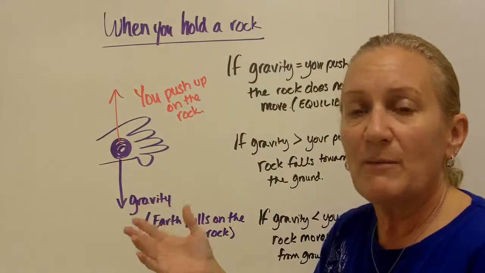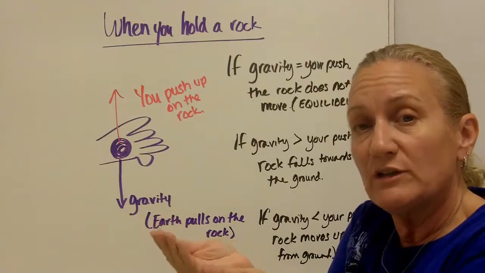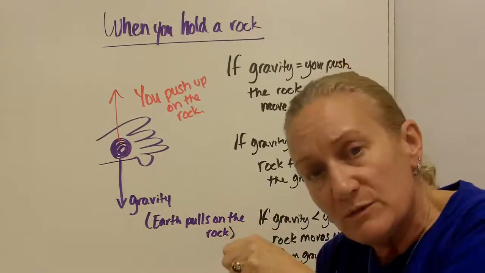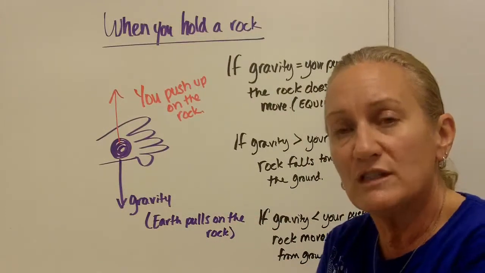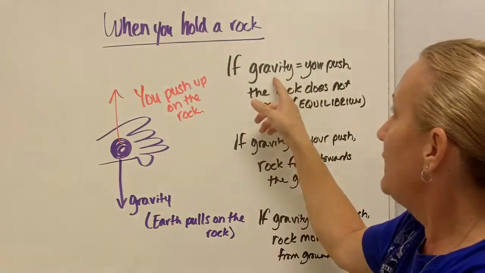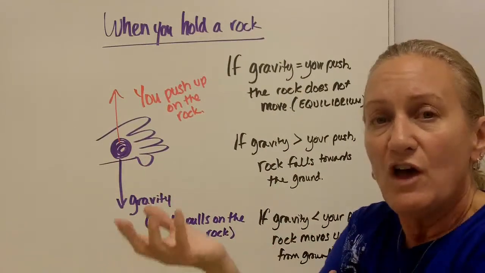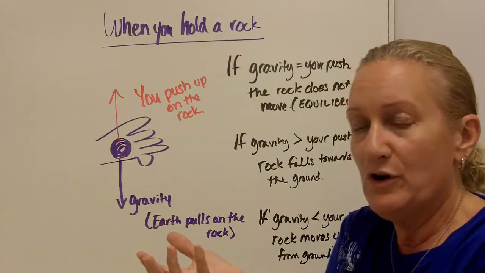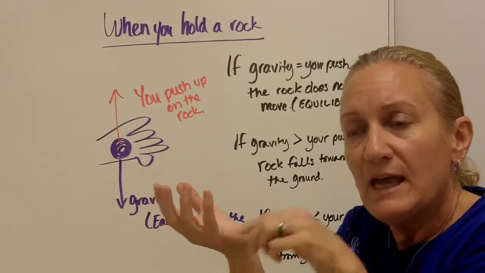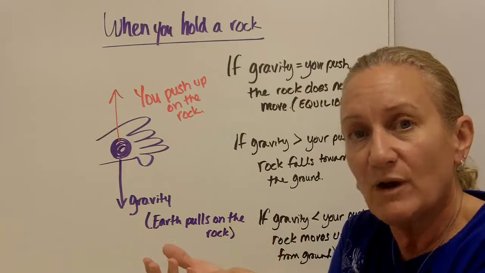So let's give another example. When you hold a rock in your hand, two things are happening. One is you are literally pushing up on the rock, and the second is gravity is pulling it down, or the earth is pulling on the rock, right? Because if your hand wasn't there, the rock would fall, okay? So two things are happening. If the gravity is equal to your push up, the rock doesn't move. So if you're just sitting there holding a rock or a book or a pencil in your hand, the amount of force that you're using to push up is the same amount as the force that gravity is pulling down, and it doesn't move. It stays right where it is.